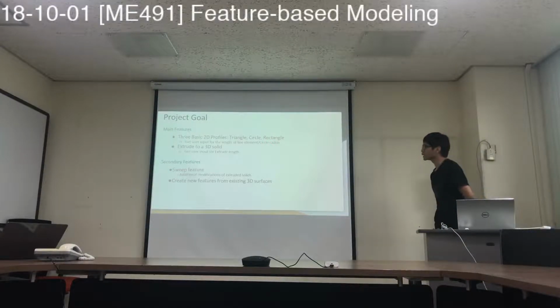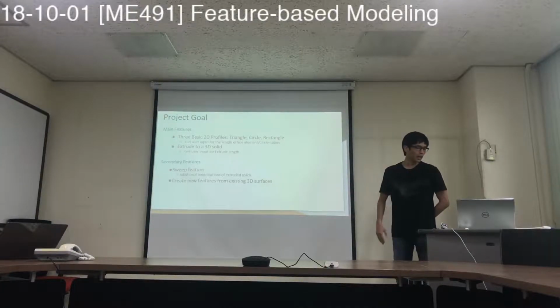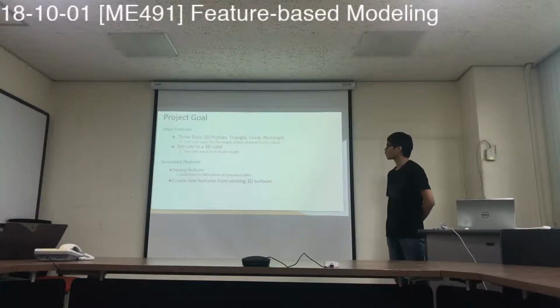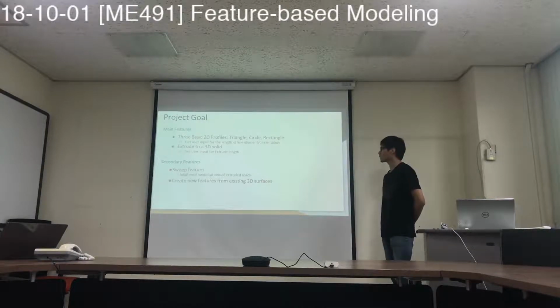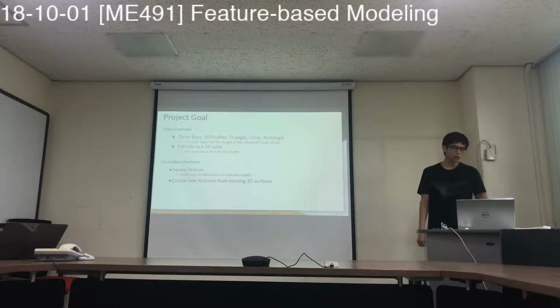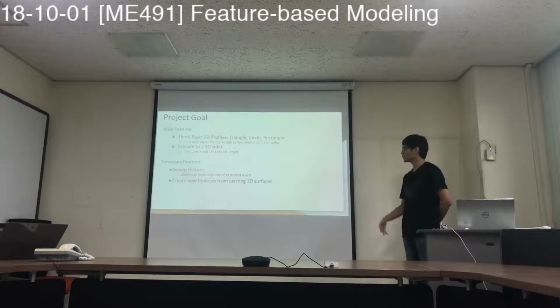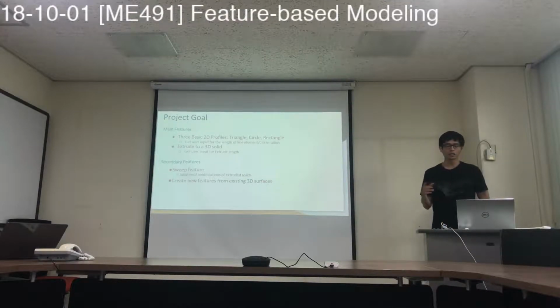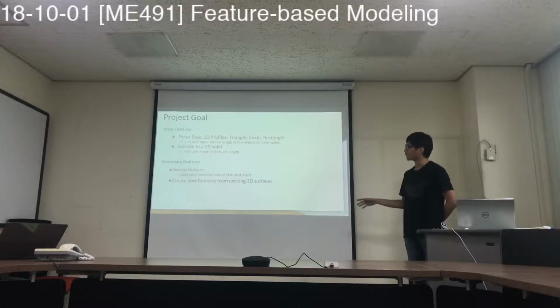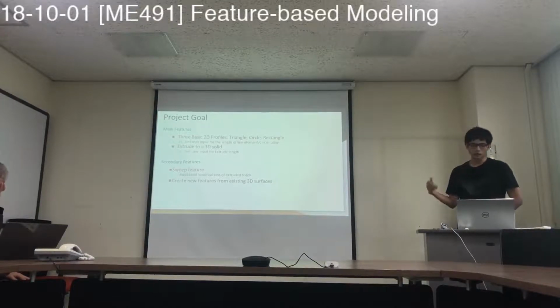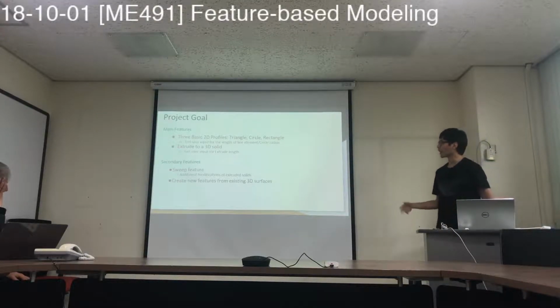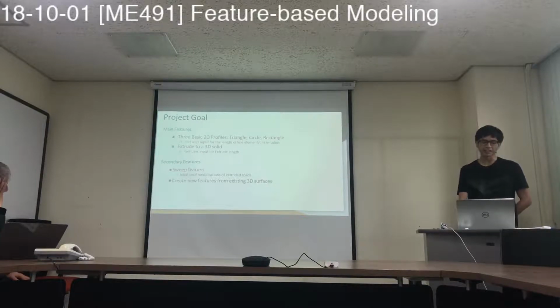Then for our secondary features, we will add, for example, a sweep feature or additional modifications to extruded solids. Or we can also create new features from existing 3D surfaces, where you can create 2D sketches on the planes of the surfaces for a greater variety of shapes.